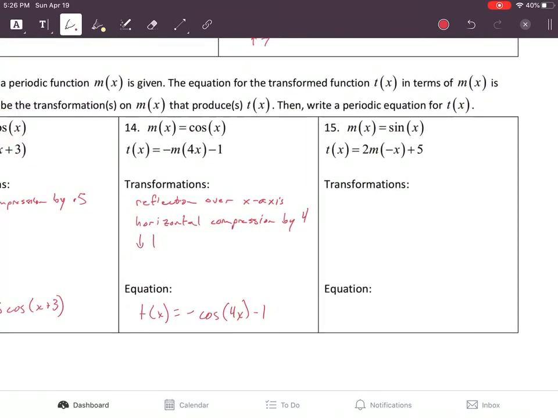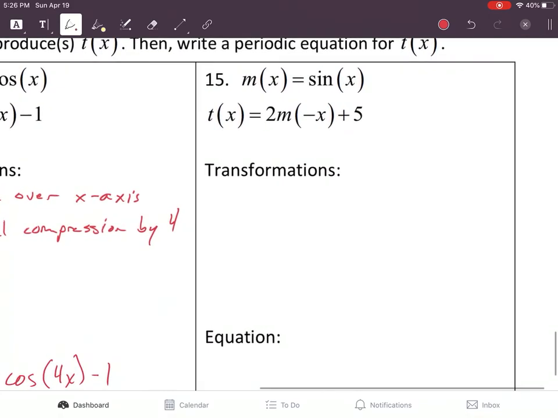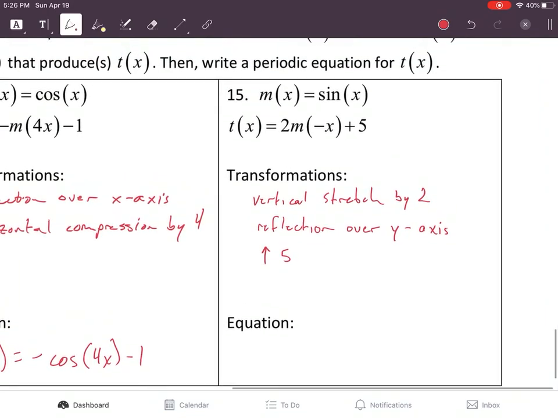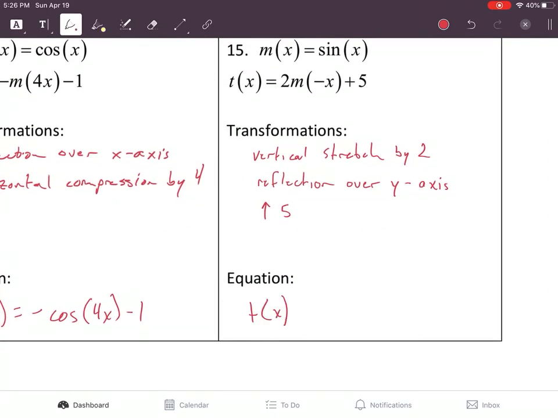All right, and lastly, we have three different things going on in number 15. We have a vertical stretch by 2. We have a reflection. And this time it's over the y-axis because it is inside the parentheses. And then we have a vertical shift by 5 going up. So I had to write this on. Now this is going to be a sine function, so we're going to have t of x is equal to 2 times the sine of negative x plus 5.